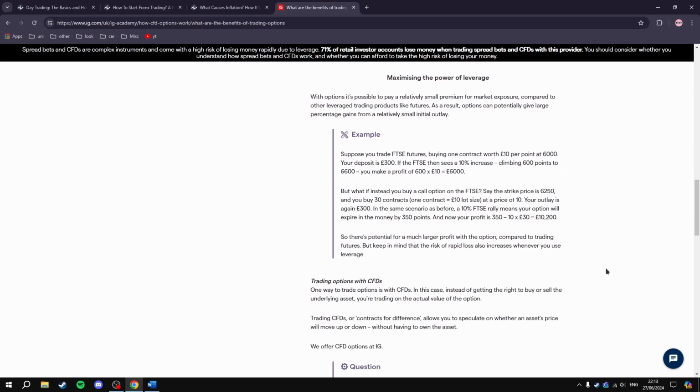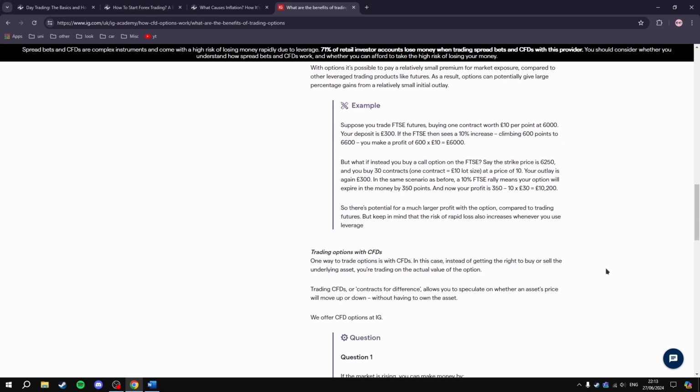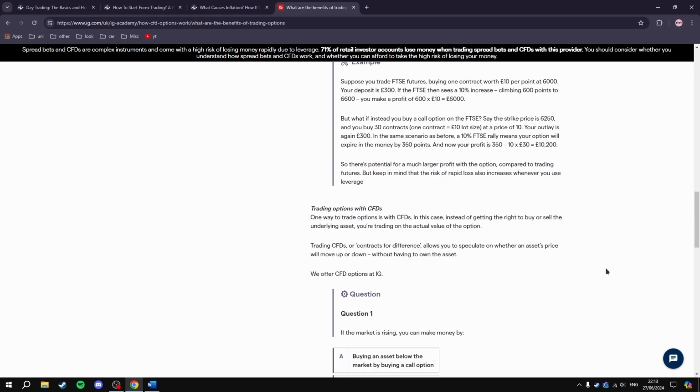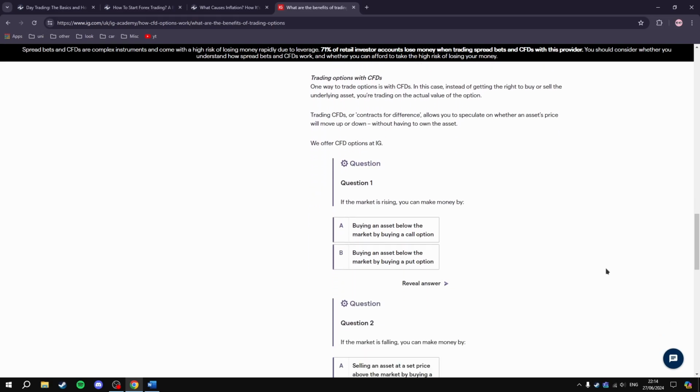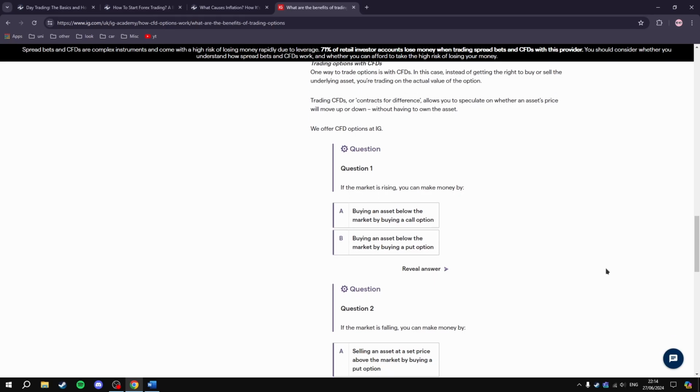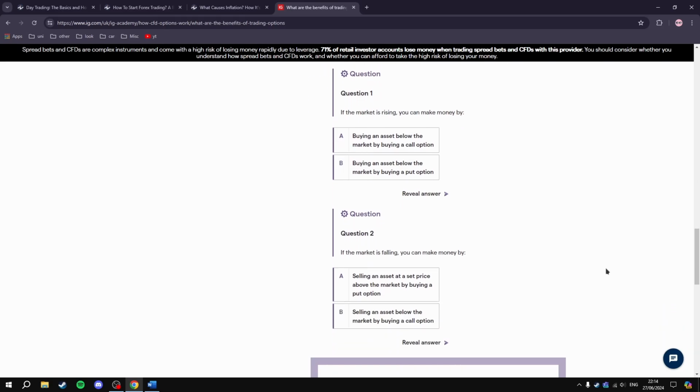So, maximizing the power of leverage. Options can potentially give large percentage gains from a relatively small initial outlay, but remember the losses are magnified as well. And then one way to trade options is with CFDs. Instead of getting the right to buy or sell the underlying assets, you're trading on the actual value of the option. CFDs, or contracts for differences, allow you to speculate on whether the asset's price will move up or down without having to actually own the asset.